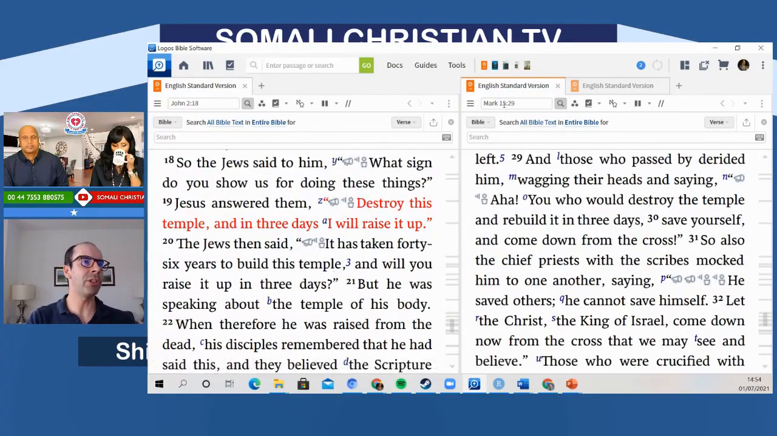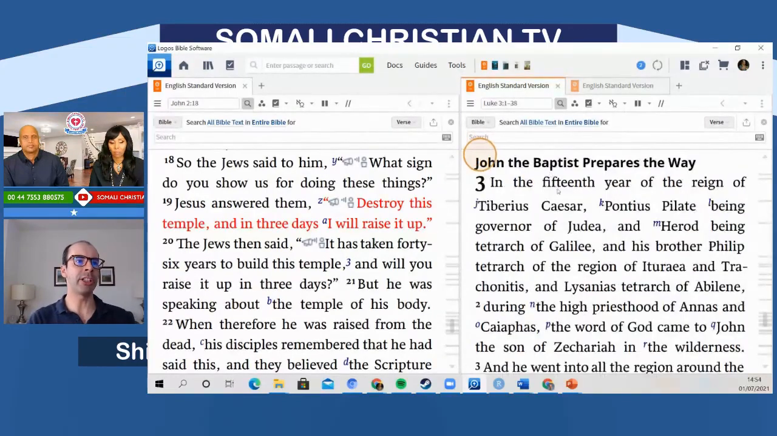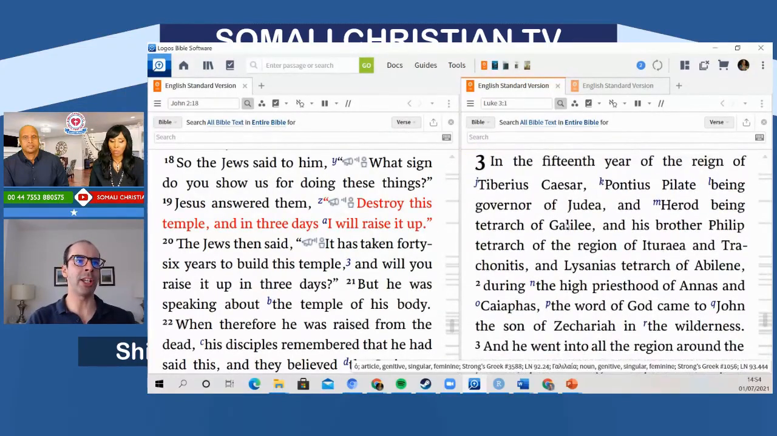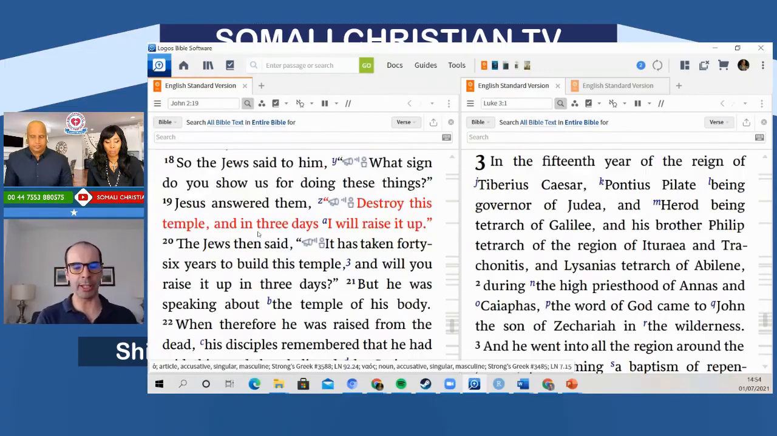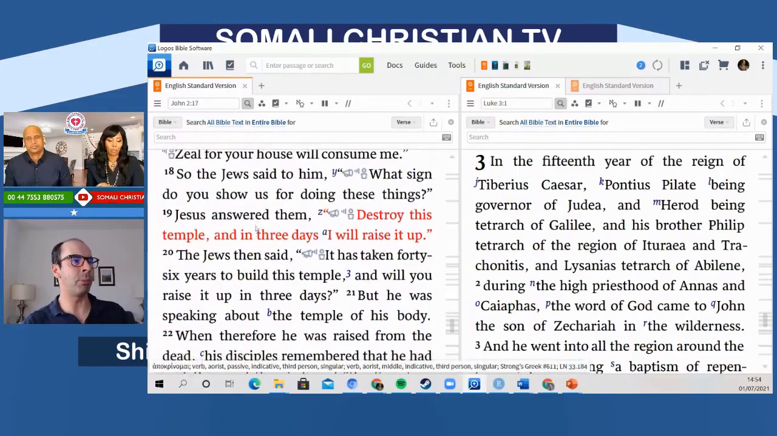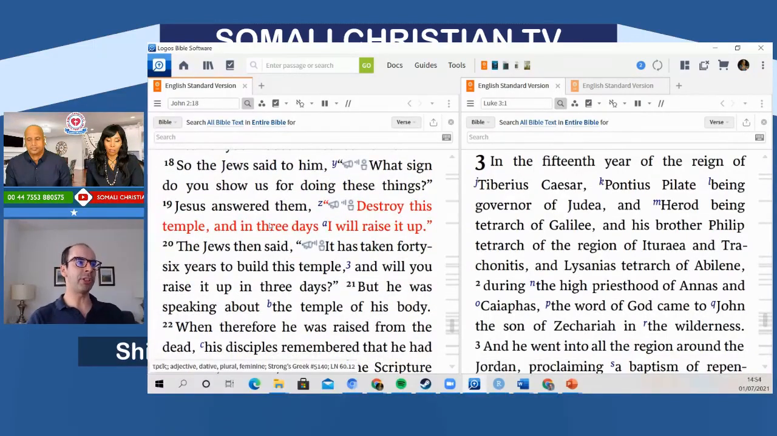Now, if we go over to Luke's account, Luke chapter 3 tells us about Jesus commencing his public ministry. So if Jesus began so, Josephus tells us that the renovation of the temple under Herod the Great began in 19 BC. 46 years on from that lands you in 28 AD. So that would be the timestamp for when this statement was said and when this episode took place.